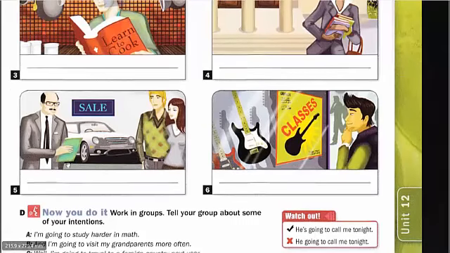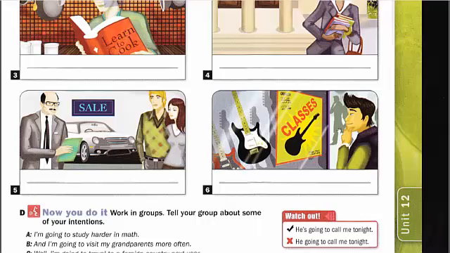Here in picture number 5, there are 3 people, okay? There is a man on the left side of the picture, and there are 2 young people, a boy and a girl, okay? And there is a word sail. So you have to write your sentences here. What are they going to do? Okay, this is the question. What are they going to do? You have to write your answers.